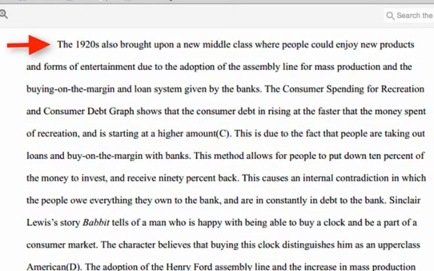In the next paragraph, the student talks about how the 1920s also brought up a new middle class where people can enjoy new products and forms of entertainment due to the adoption of the assembly line for mass production and buying on the margin loan system. Now, on the one hand, I do want to point out something that I think is a little bit of a problem with the essay here, even though this really is an excellent essay. The essay does nothing to demonstrate a connection between the previous argument on immigrants and this new argument being made on mass production and buying on the margin.